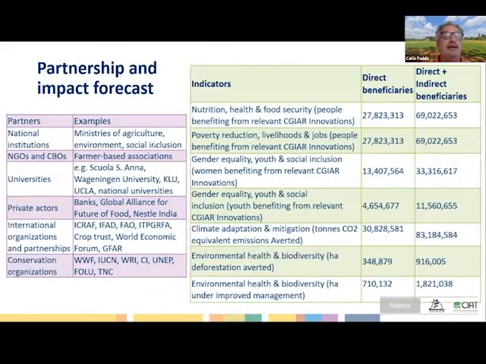Just to give an example, we have a long list of partnerships, which include national institutions like Ministries of Agriculture, Environment, Social Inclusion when they exist. We want to work with farmer-based associations, with other universities, both national and international, when they bring this complementary capacity. Private actors remain very important, so the World Bank and the regional development banks, but also other actors like the Global Alliance for the Future of Food and other networks of private sectors, international organizations from GFAR, IPRAF, FAO, and so on, and conservation organizations.